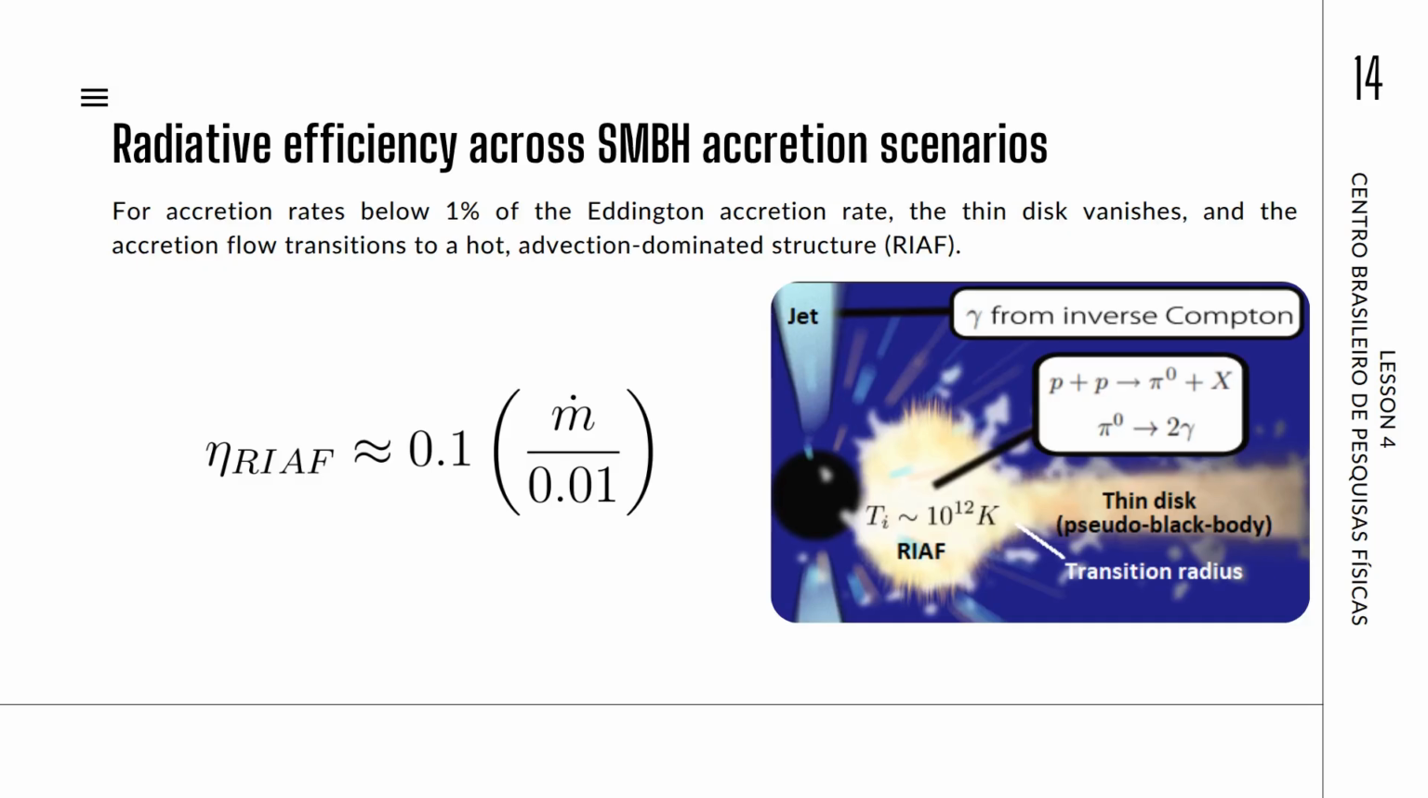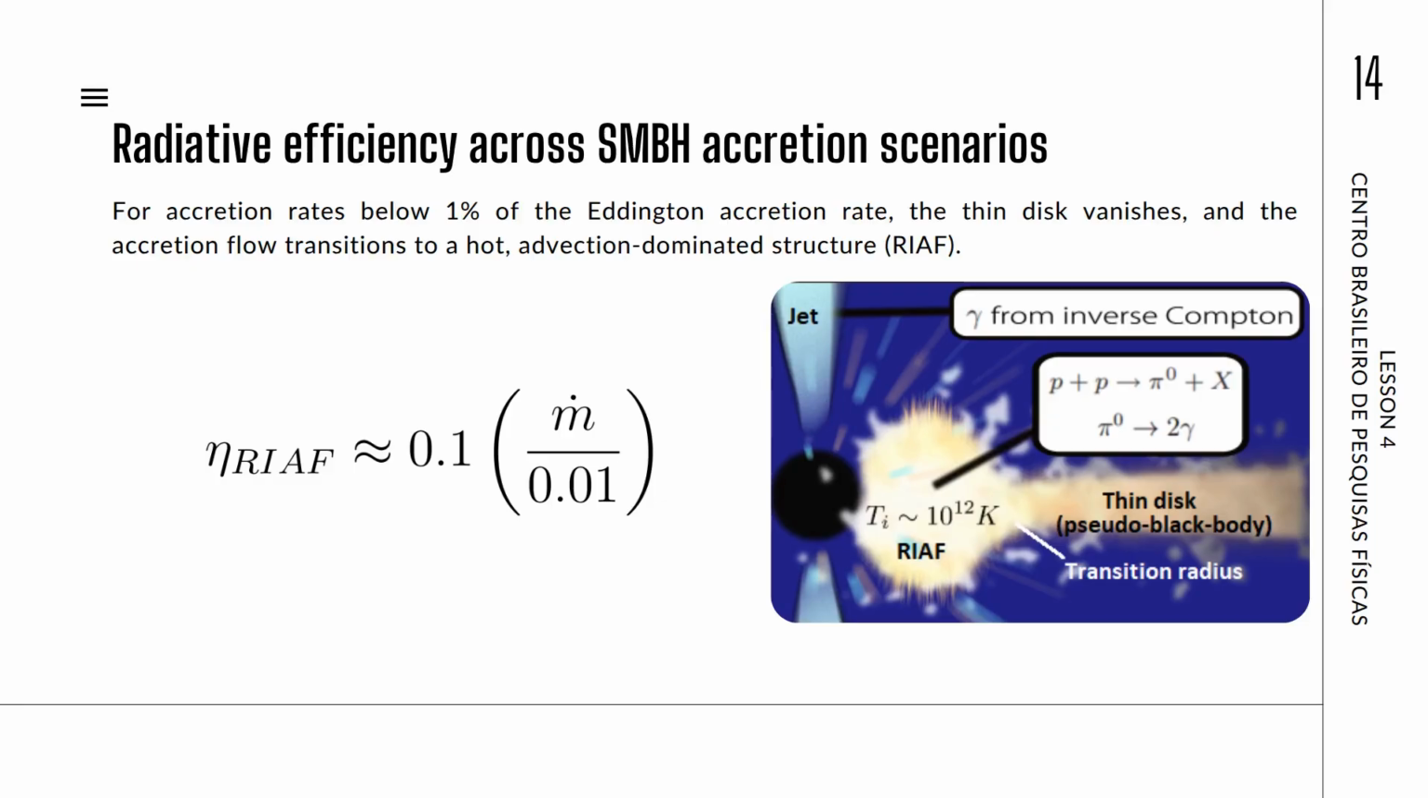So for RIAFs, which are radiatively inefficient accretion flows, the accretion rates are lower than 1% of the Eddington accretion rate, and the thin disk vanishes. This is another thing that I can draw, because it will be better to follow. I told you that the disks form like this, no?